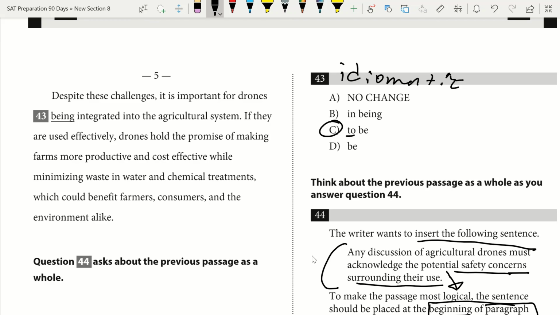A giveaway for that is I see I have, what's the word? I believe preposition is the word. Yes, it is. So I have a preposition out front, right? 2B. I know that that's pretty much an indicator. It's probably going to be an idiom question, right? I see being here. So yeah, it's important for drones to be integrated into the agricultural system. We wouldn't say being integrated because then we're having two verbs and we don't want to have two verbs back to back like that. So that's going to be incorrect there. Okay, we wouldn't say in being or be. We would have to have to be. That's the idiomatic way to say that.